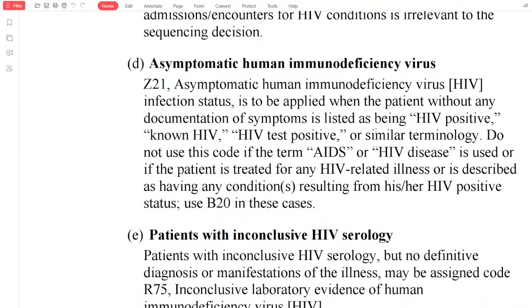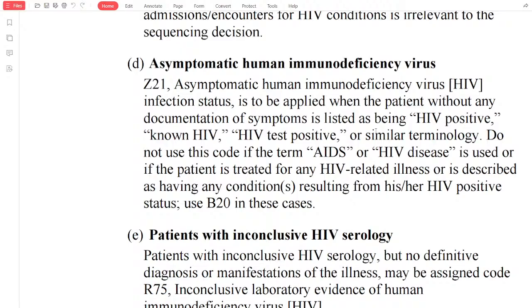Next condition is asymptomatic human immunodeficiency virus, HIV. Z21 is the code for asymptomatic. Asymptomatic means no symptoms are presented; symptomatic means symptoms are presented. Clear? Asymptomatic HIV infection status is to be applied when the patient, without any documentation of symptoms, is listed as being HIV positive, HIV test positive, or similar terminology.